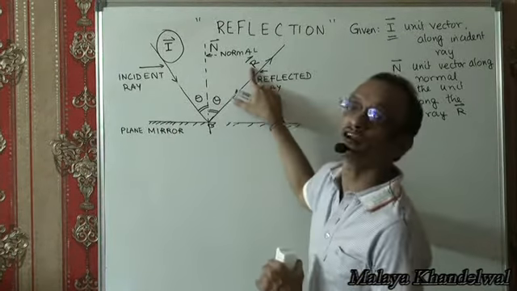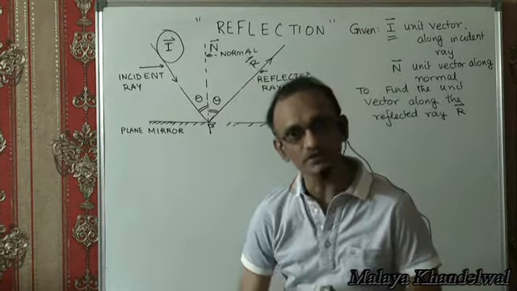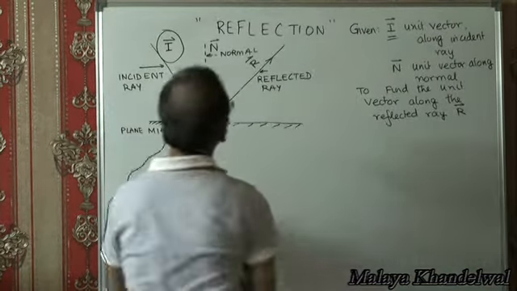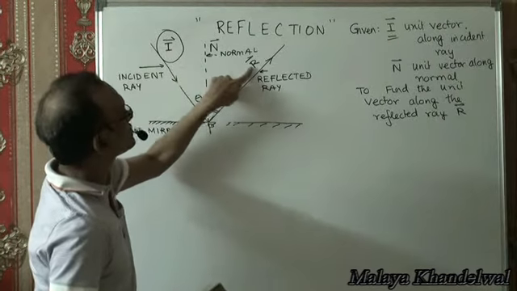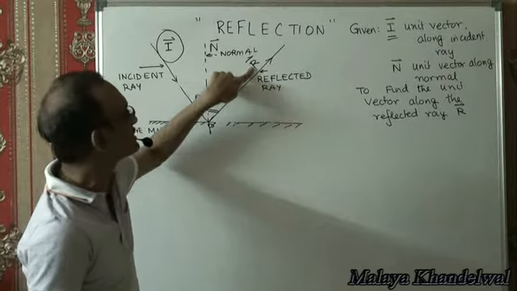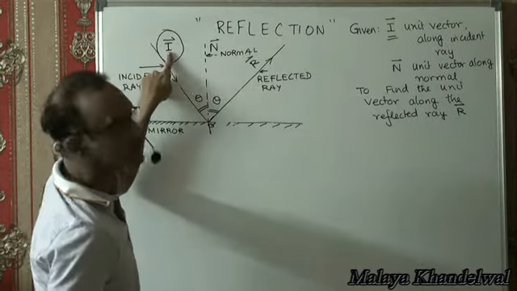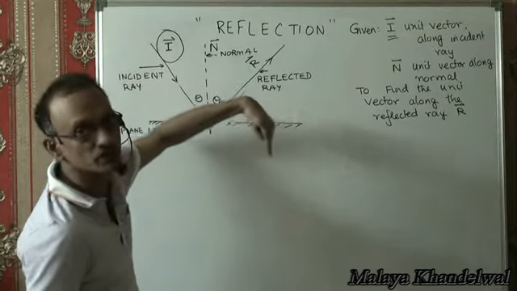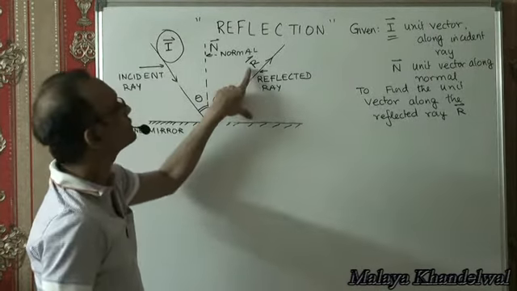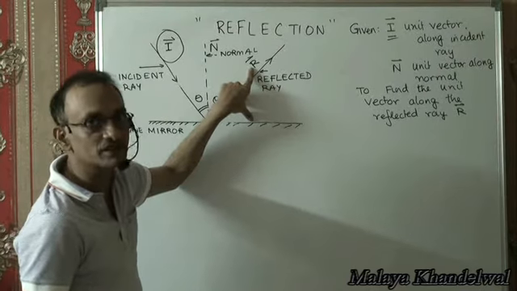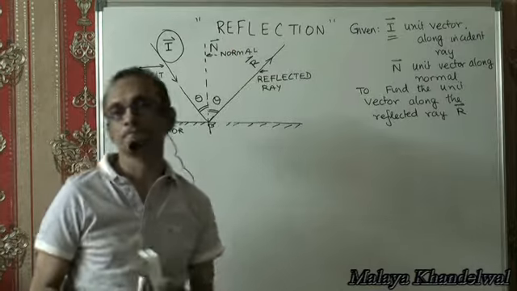We want to be able to find the unit vector along the reflected ray. That means obviously we want to find R in terms of I and N. The vector R is a unit vector along the reflected ray, N is a unit vector along the normal at the point of incidence, I is a unit vector along the incident ray, right? And we want to find R in terms of I and N. Okay.